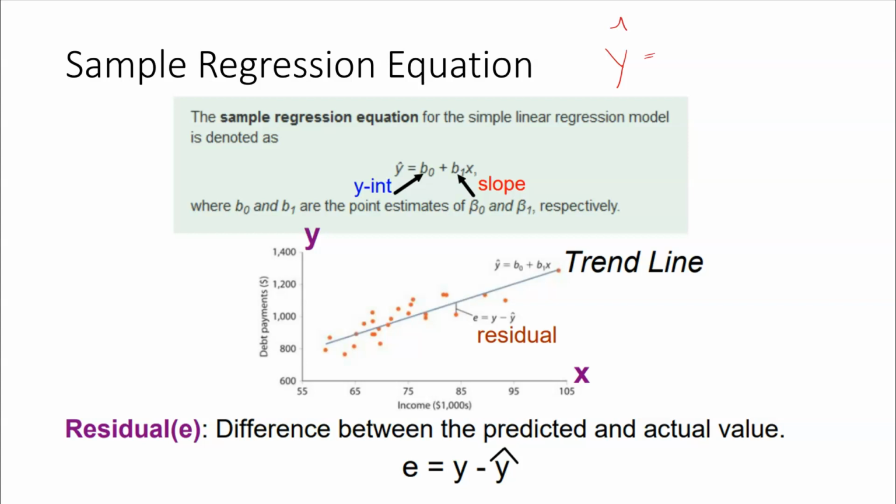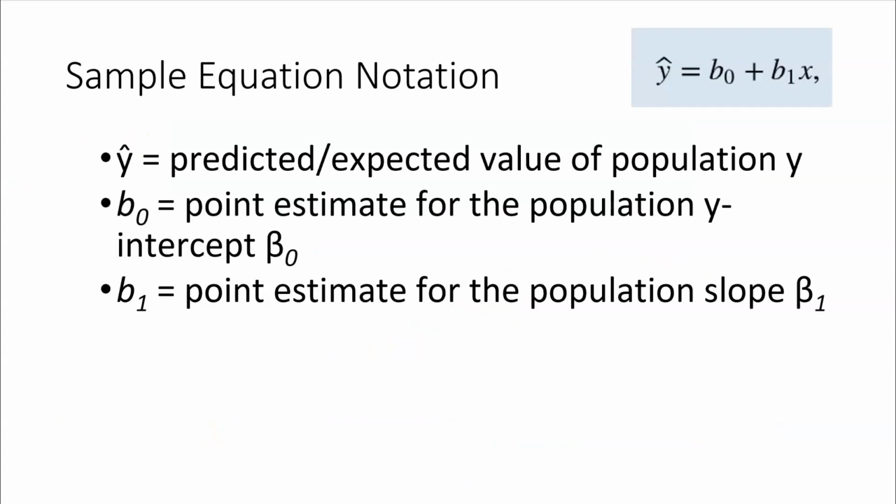All right, and we're going to be dealing with trend lines or lines of fit. A residual is simply the difference between a predicted value and its actual value. A predicted value would be on that trend line, and then the actual value would be how far away it is from the trend. So here we've got our predicted or expected value of y. Our b sub 0 is our point estimate for the y-intercept, and b sub 1 is our slope.